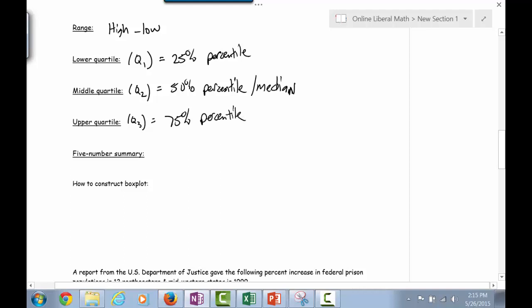Five-number summary. Okay. So whenever we're asked to find a five-number summary, obviously there are five numbers we're going to point out. We want the low, then we want Q1, then we want Q2, Q3, and the high. And those five things constitute the five-number summary.